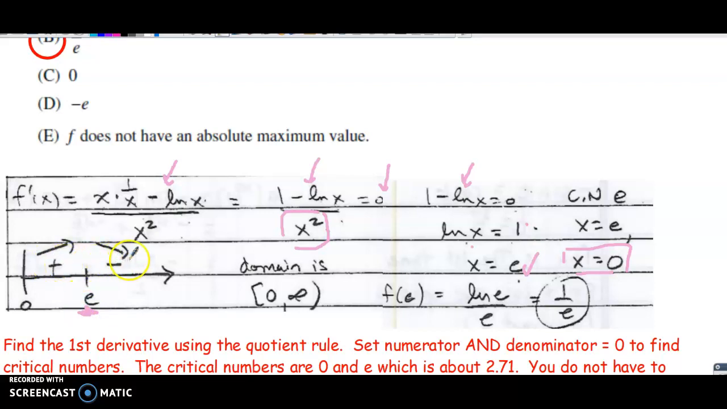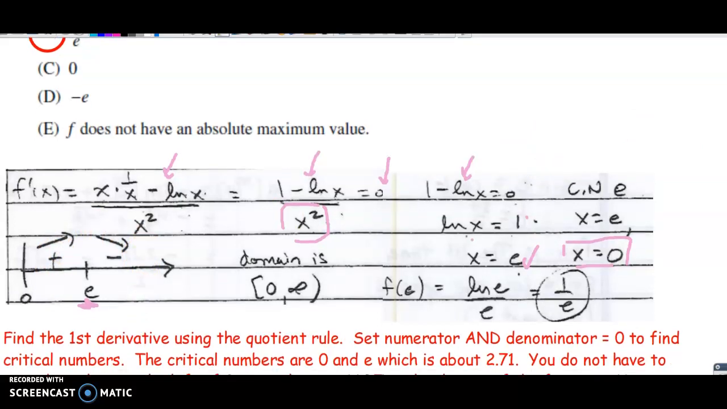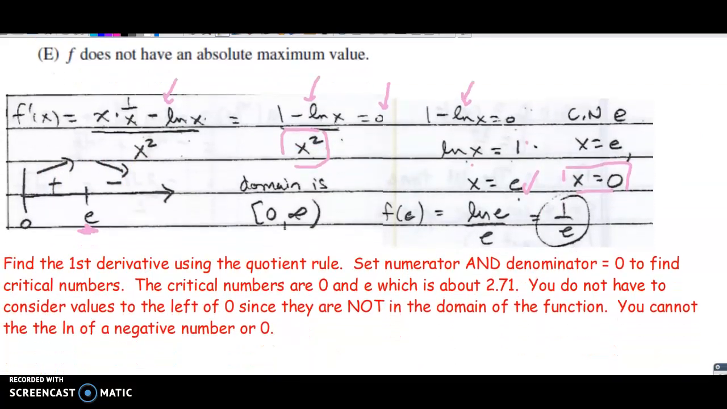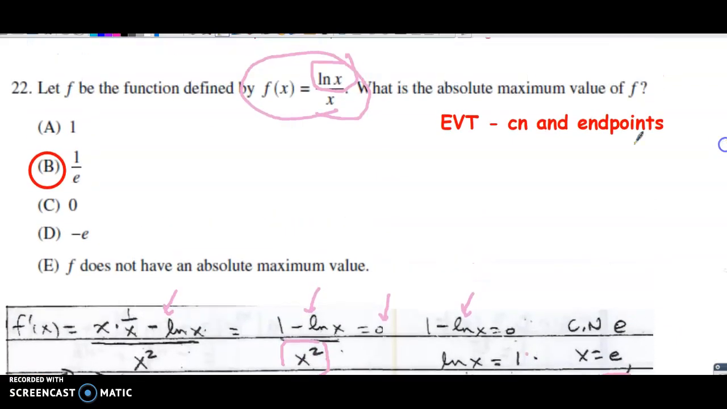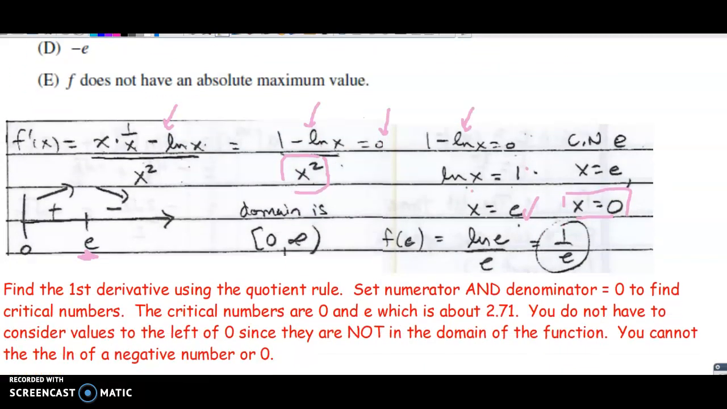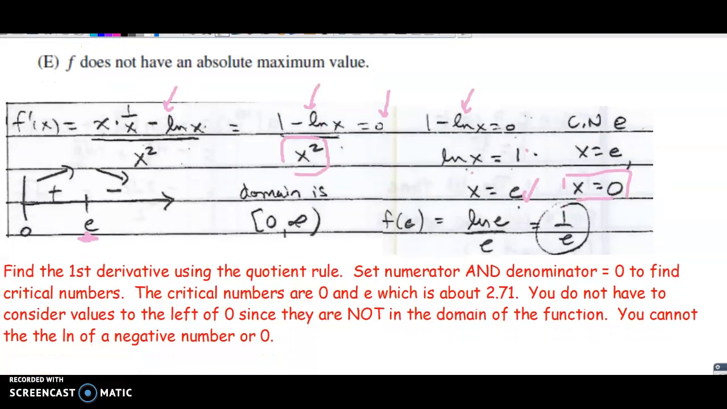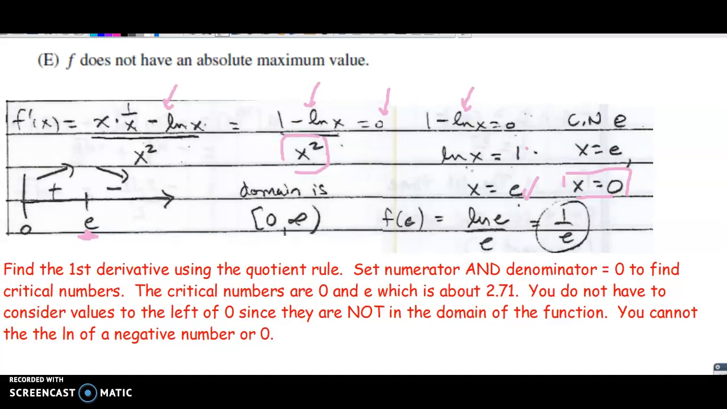I pick a number in each region to test out and determine that I'm going from positive to negative, so I can see that the absolute maximum has to occur at e. Oh, wait, yes. The other mistake is it doesn't ask for the x value, it asks for the actual value of f. So once you figure out that the absolute maximum occurs at x equal to e, you have to substitute it back into the original function to get the y value, because that's what they're asking for here.